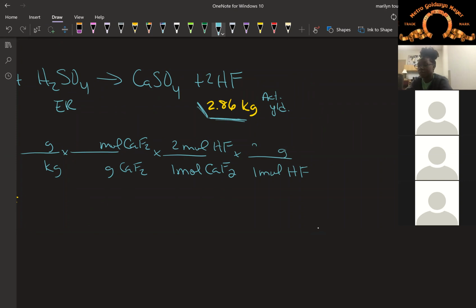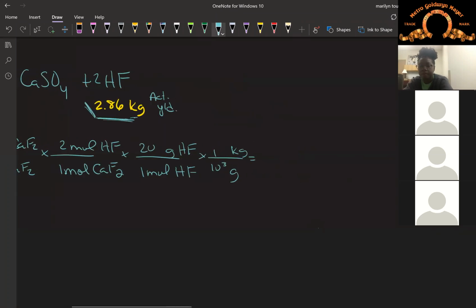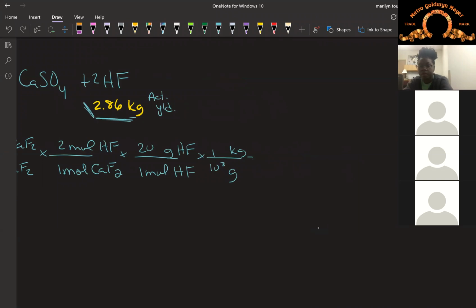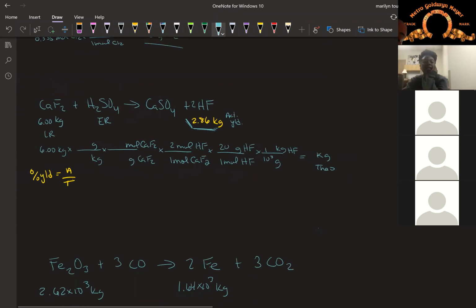That would be actually about 20 grams of HF. And then convert it to kilograms, because this is in kilograms. So grams to kilograms, this is 10 to the third. Oh, my bad. This is 10 to the third. This is 1 of HF. Oh my God, sorry. And then that's it. Then I would get the answer in kilograms. This would be my theoretical yield, because the limiting reagent takes you to the theoretical yield.